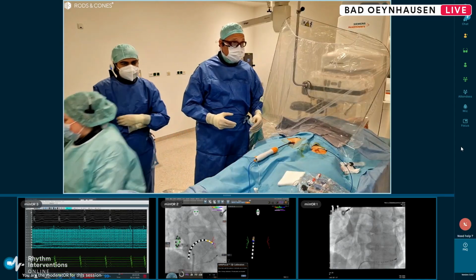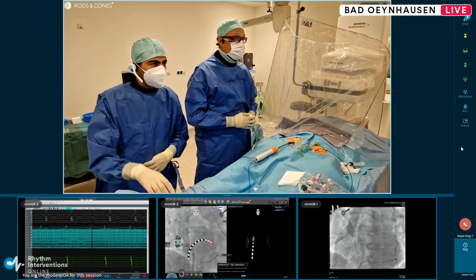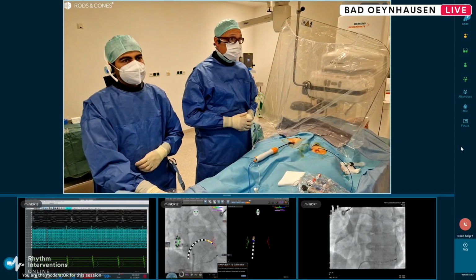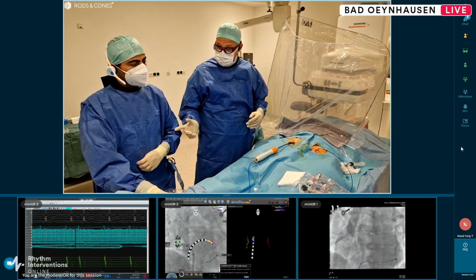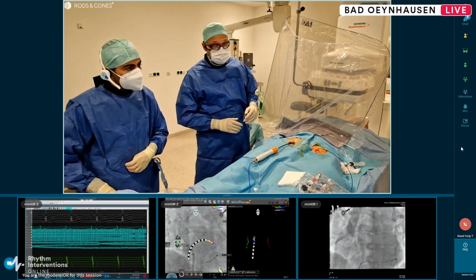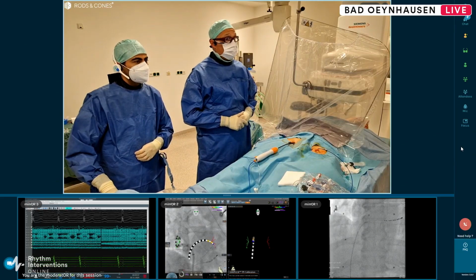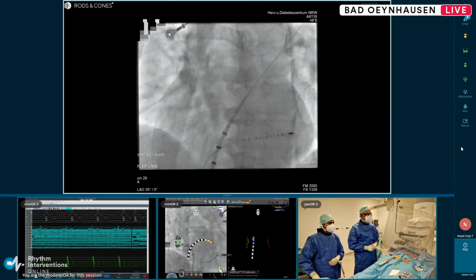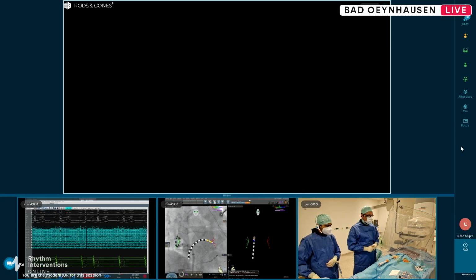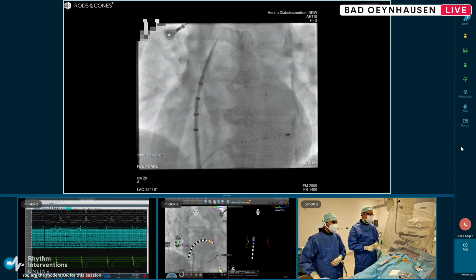Dr. Kalaf and me, we will start. You see that there is a CS catheter in place for giving us orientation for the transseptal puncture. And we have performed this already. Dr. Kalaf, please show us some information about the transseptal approach. You can see that we used the Visigo sheath for performing the transseptal puncture.